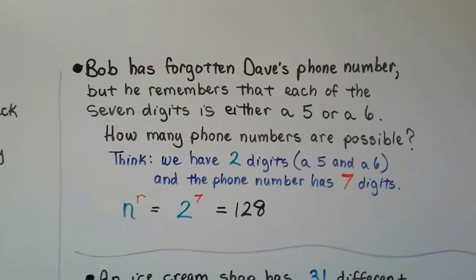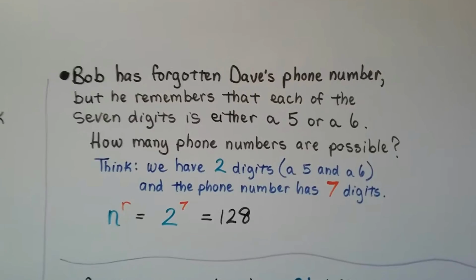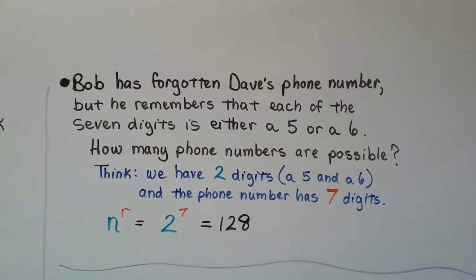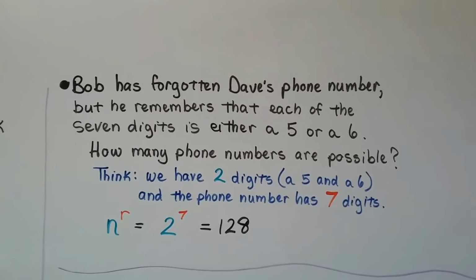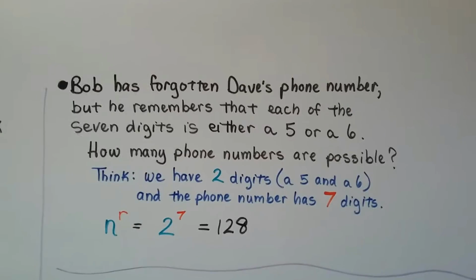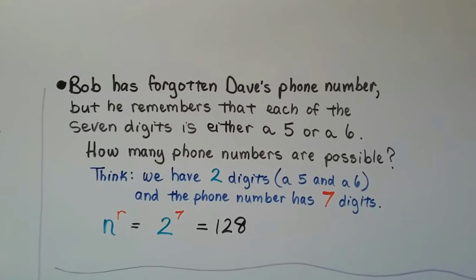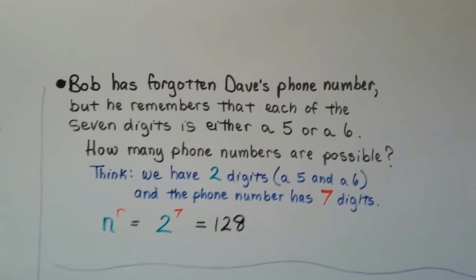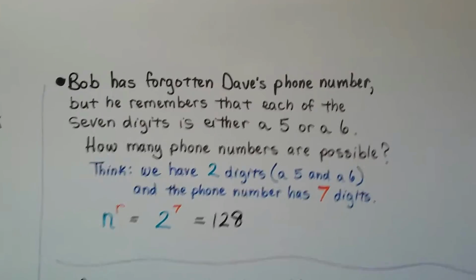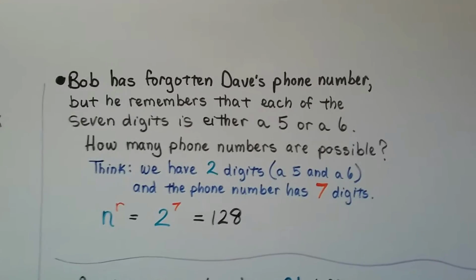Bob's forgotten Dave's phone number, but he remembers that each of the 7 digits is either a 5 or a 6. How many phone numbers are possible? So think, we have 2 digits, a 5 and a 6, and the phone number has 7 digits. So we're going to do 2 to the 7th power, which is 128.